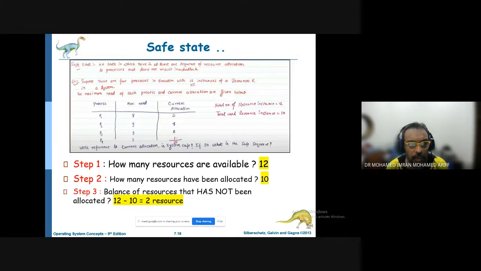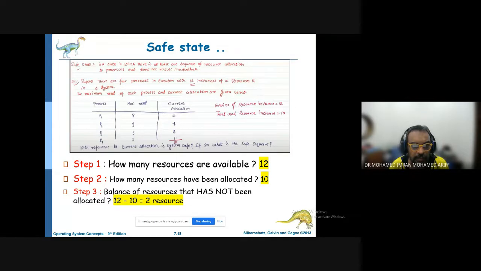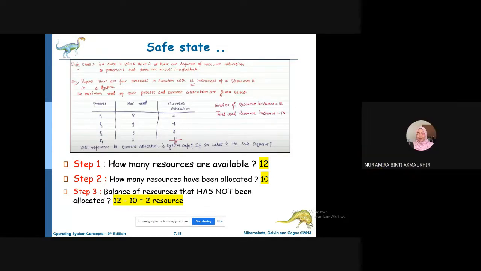So let's go into this example of a safe state. Let's look at the question here. Safe state is a state in which, sorry, can you see these diagrams? Can you see these slides? Nampak tak? Yes, sir. I can see it. It's clear enough? Yeah. Okay, good.